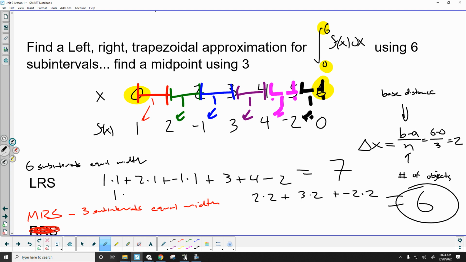One plus 2 minus 1 plus 3 plus 4 minus 2. 7. All right.